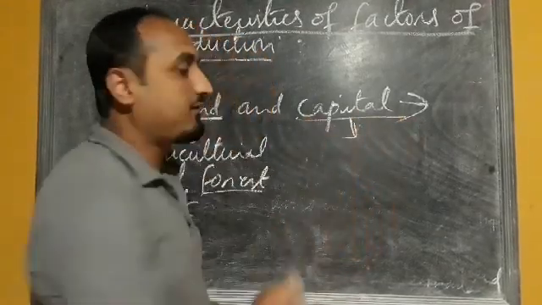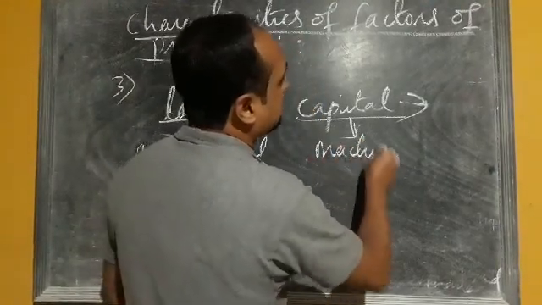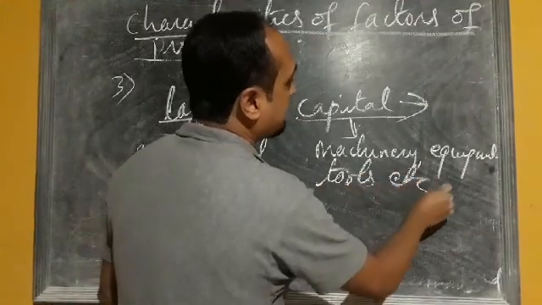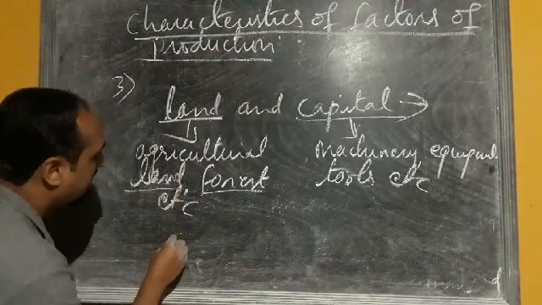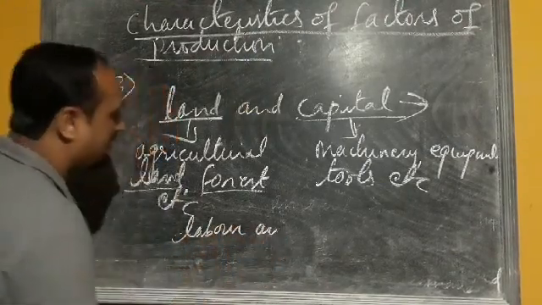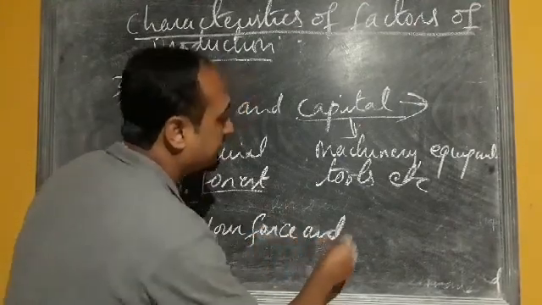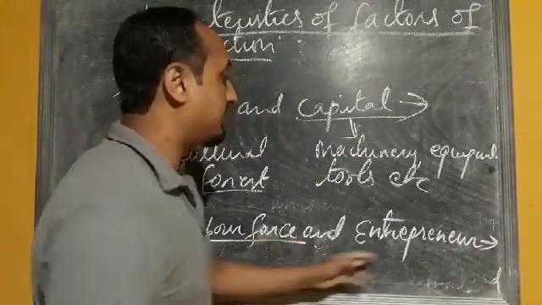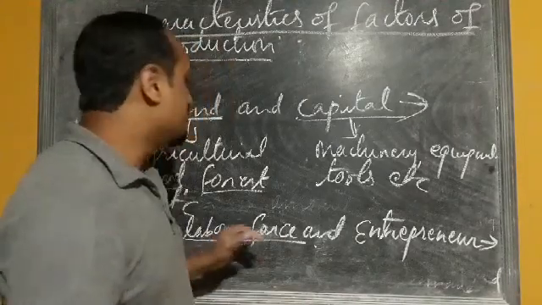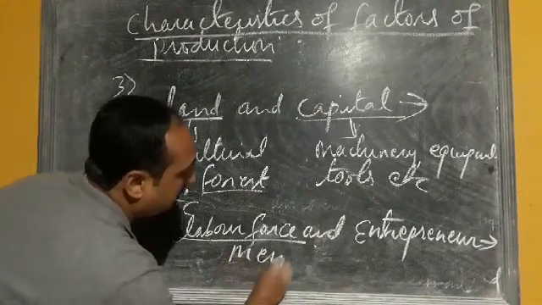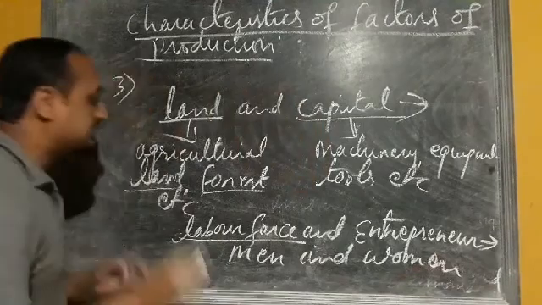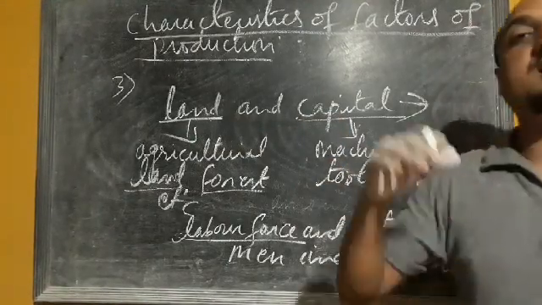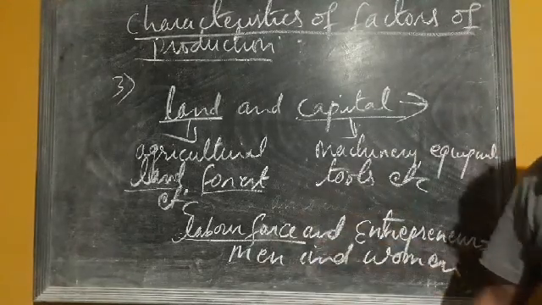Similarly, capital also has physical existence in terms of machinery, equipment, tools, etc. Now the next factors of production we have are labor, or we can say labor force, and entrepreneur. The labor force and the entrepreneur also have a physical existence, and these two comprise men and women, whereas land and capital comprise agricultural land, forest, machinery, equipment, tools, etc. So these are the characteristics of factors of production.